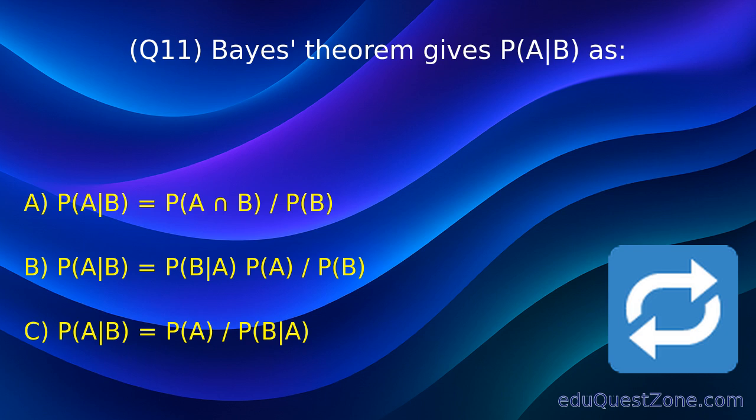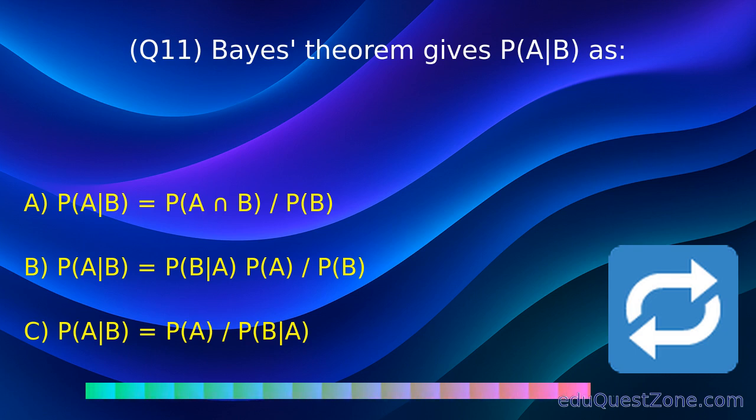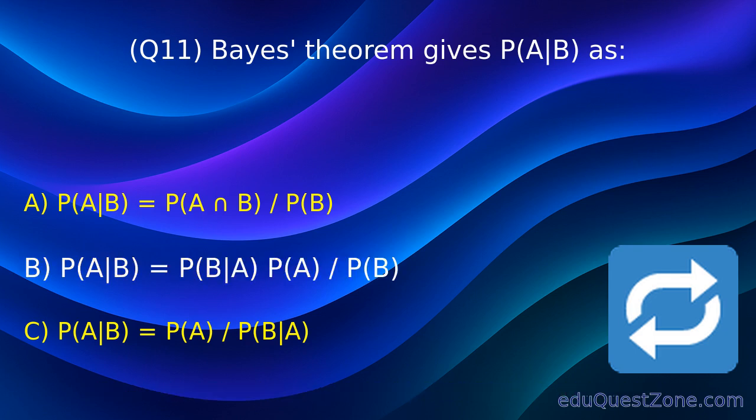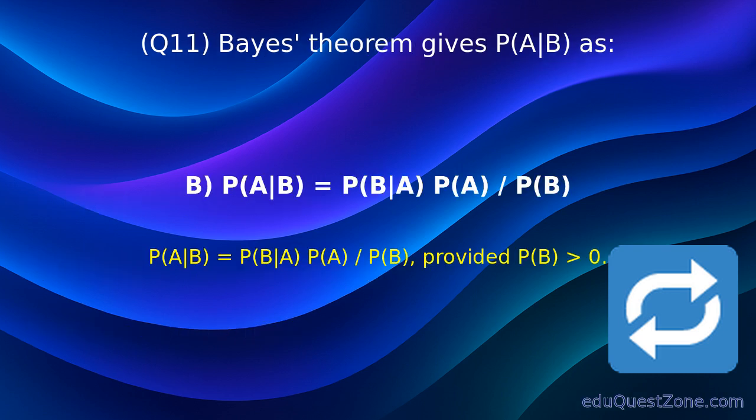Question 11. Bayes' theorem gives probability of A given B as option B: P(B given A) times P(A) divided by P(B). Probability of A given B equals probability of B given A times probability of A divided by probability of B.